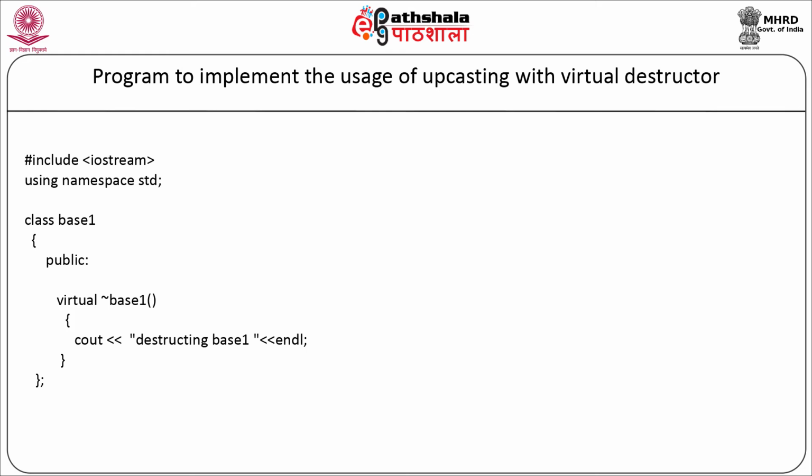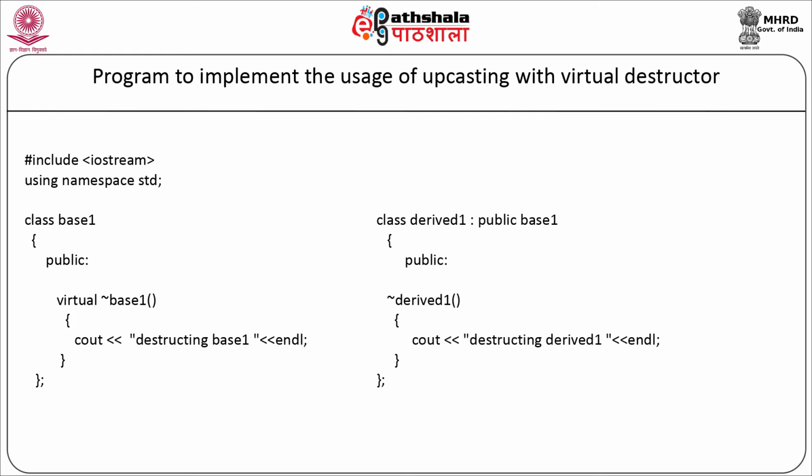Now, we will declare our derived class as class derived 1 colon public base 1 public colon the tilde sign derived 1 which will be a destructor, cout destructing derived 1, end of the destructor, end of the class. So, now we have declared the base class destructor as virtual and we have defined the derived class destructor.